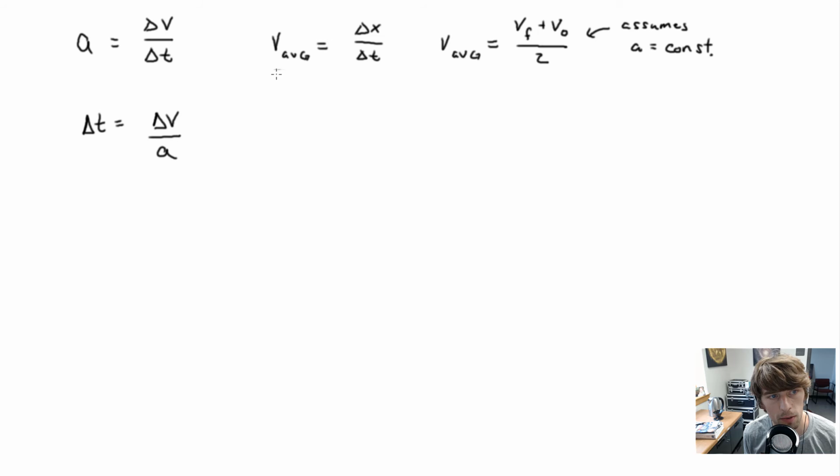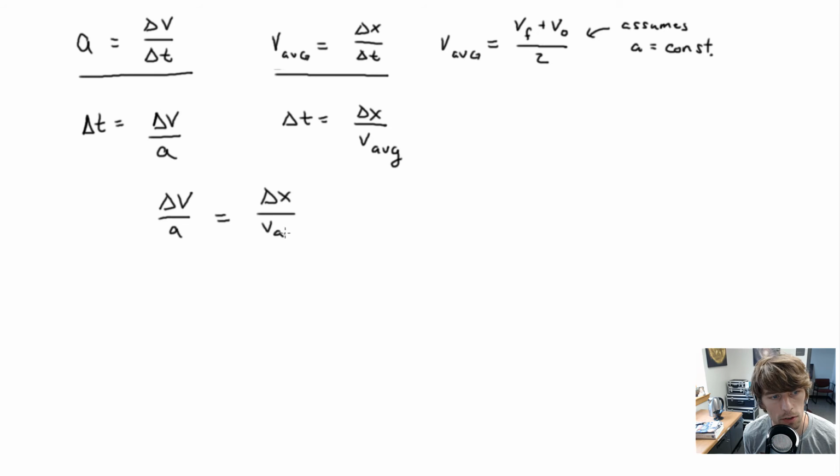And I'll do the same thing right here. So now I'm using this one, and I'm using this one. I have delta t is equal to delta x over v average. And now since I have delta t equals and delta t equals, I'm going to set those two equations equal to each other. So I can write delta v over a equals delta x over v average. I'm just taking those two and merging them together.